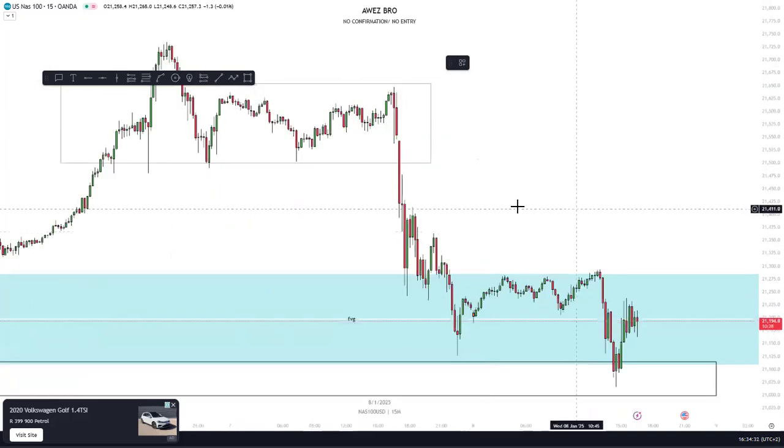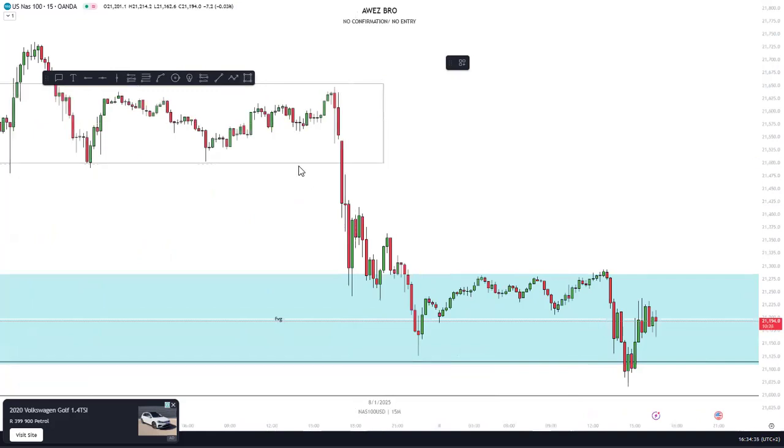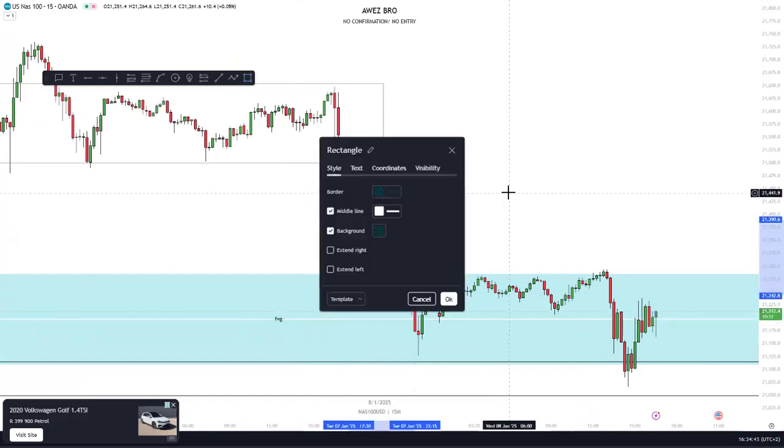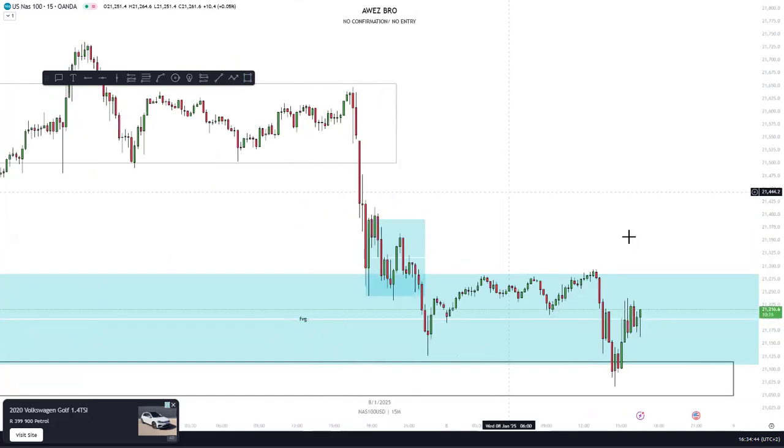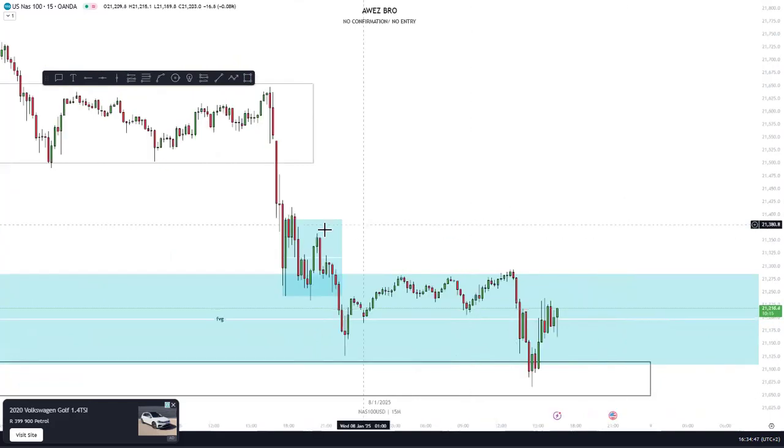You also have another consolidation over here. See, consolidation over here, this one. You can say that this is a consolidation. Then the market moves away. Then after moving away, guys, you see what happened?